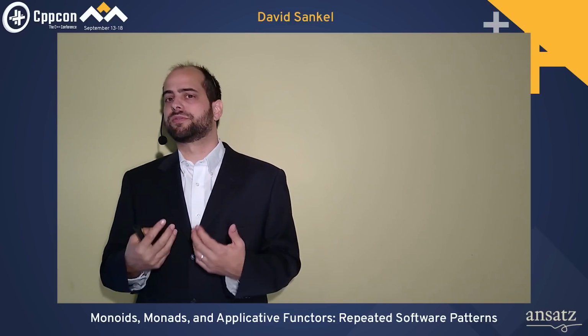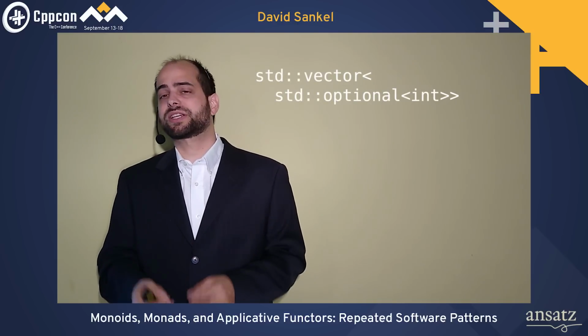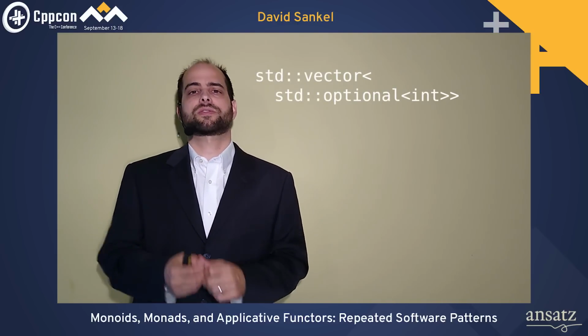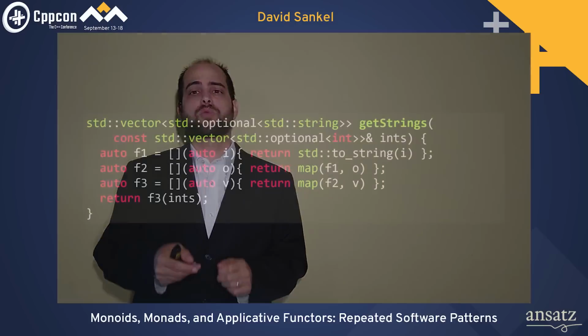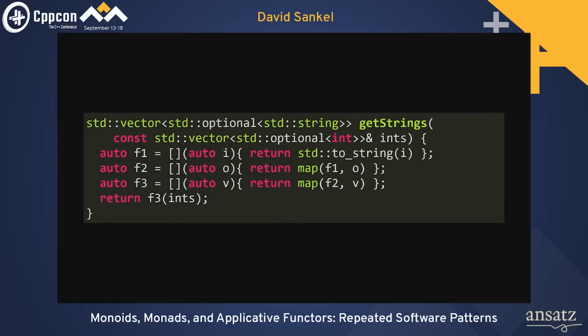So say you have a std::vector of std::optional of int and want to get strings for each int. Look at this function and how it's defined. So f1, all it does is convert an int into a string. f2 uses the map function to convert an optional int into an optional string. And then f3 converts a vector of optional int to a vector of optional string.